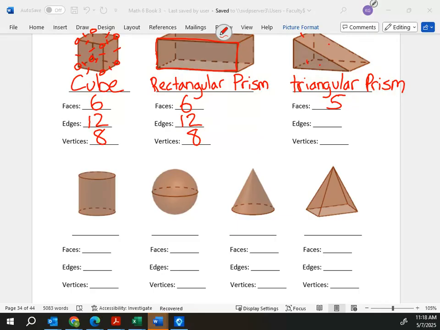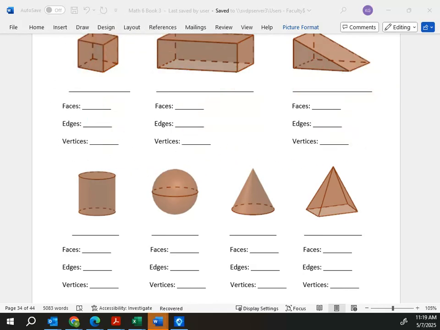1, 2, 3, 4, 5, 6, 7, 8, 9. Very good. So there are 9 edges. Again, as I'm counting them, I'm marking it so I don't overcount. How many vertices does it have? Emma? 6. Well, let's check and see. 1, 2, 3, 4, 5, 6. Very good. How are we feeling about the top three? Good. Let me erase and scroll up.